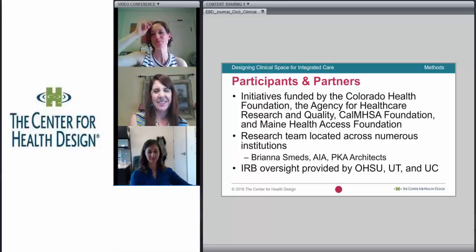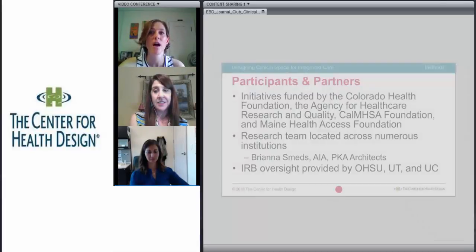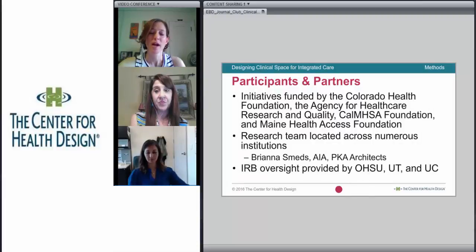So yes, as I mentioned earlier, ACT, which was the one located in Colorado, was an initiative funded by a foundation called the Colorado Health Foundation, and those were the practices that were a little bit newer to integrating care. And then the workforce study was funded by 3 different agencies: AHRQ, the Agency for Healthcare Research and Quality, the California MHSA Foundation, and the Maine Health Access Foundation. So those were our funders for these projects.